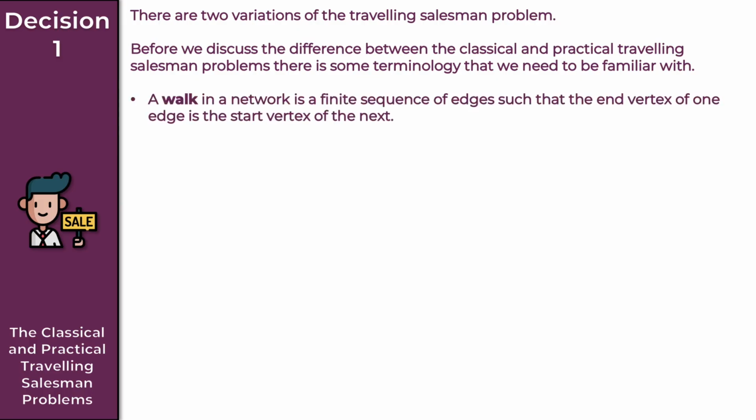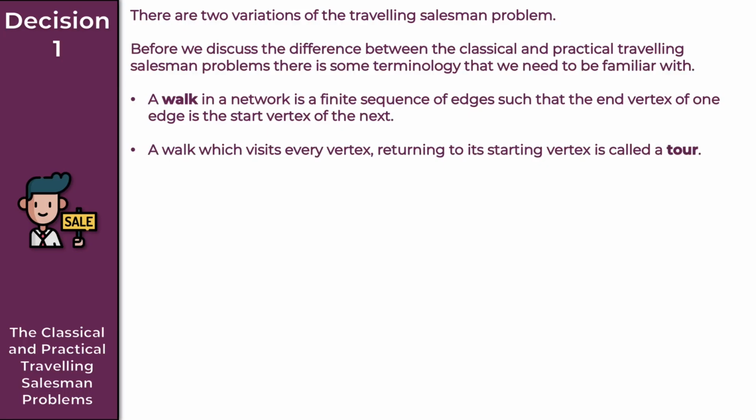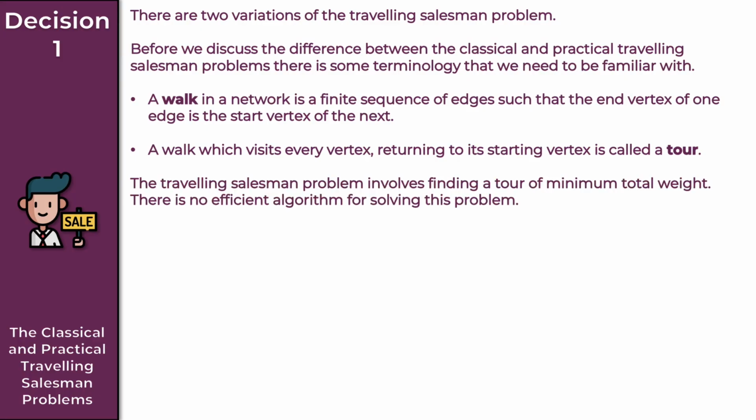So to begin with then, a walk in a network is a finite sequence of edges such that the end vertex of one edge is the start vertex of the next. And then a walk which visits every vertex returning to its starting vertex is what we call a tour. Now, the traveling salesman problem involves finding a tour of minimum total weight. And it has to be said here then that there is no efficient algorithm for solving this problem.